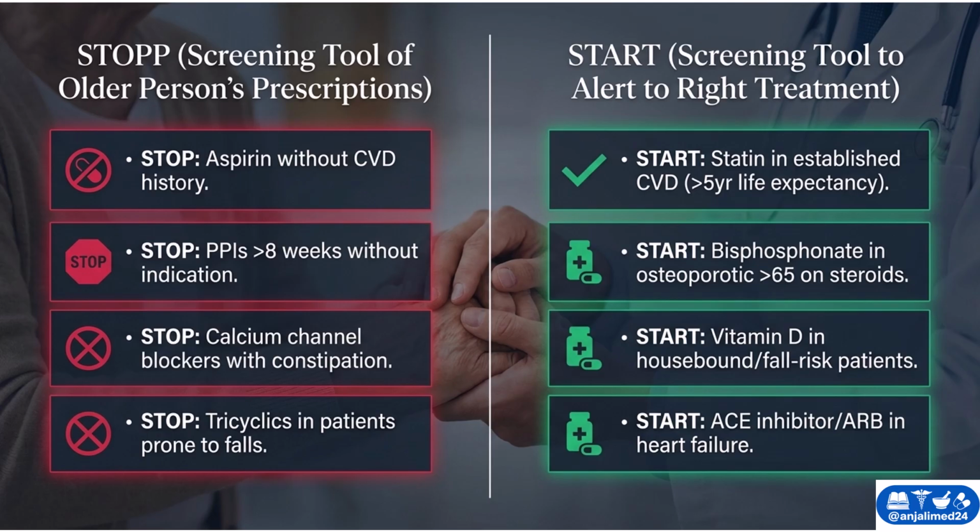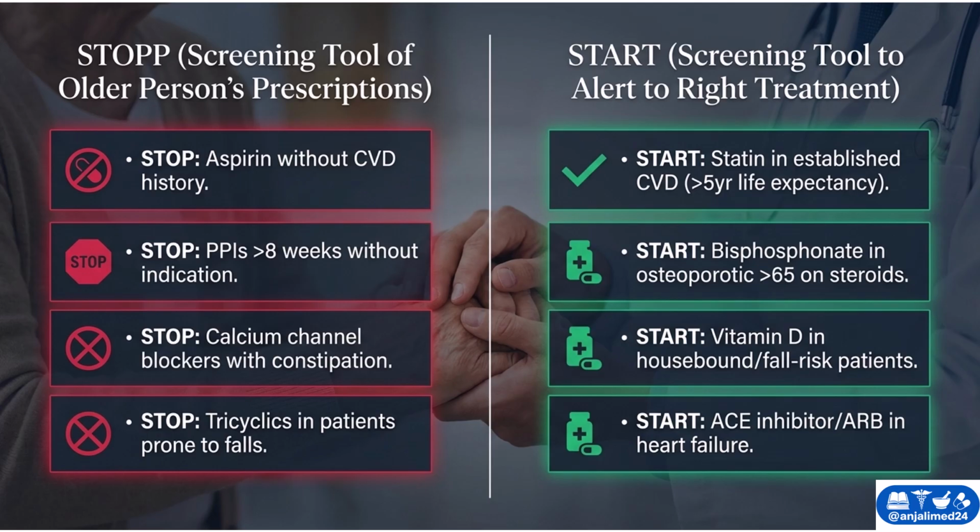The STOPP criteria helps clinicians identify medications that may be inappropriate, unnecessary, or potentially harmful in elderly patients. The first example shown here is aspirin without established cardiovascular disease. In older adults, routine aspirin use without clear cardiovascular indication may expose patients to bleeding risk without meaningful benefit.